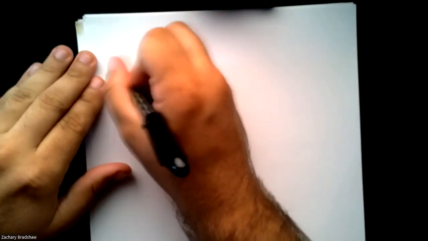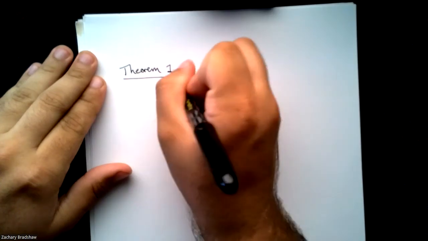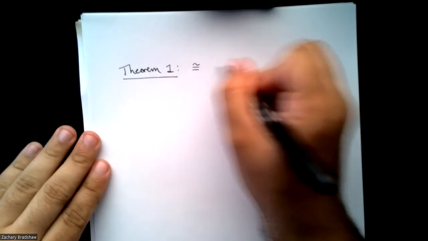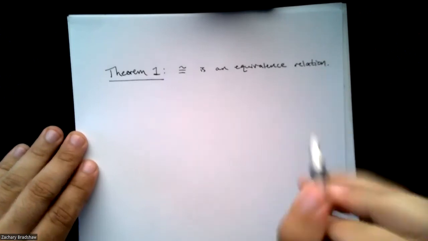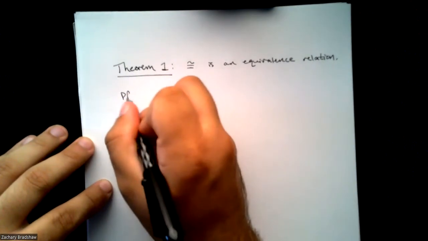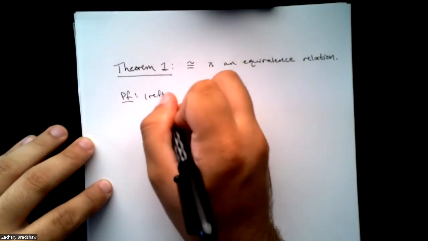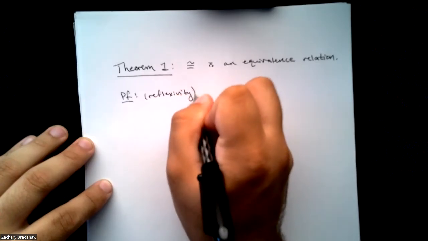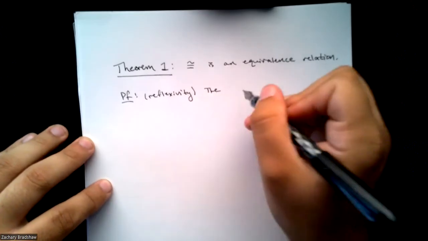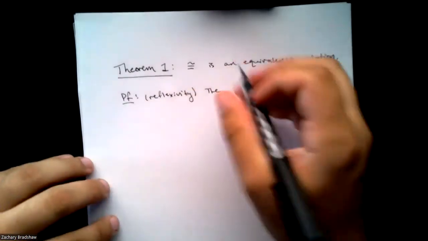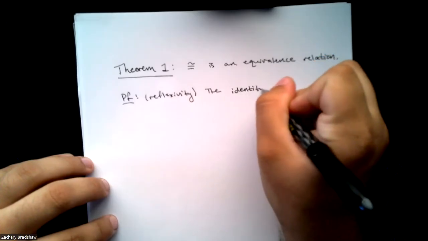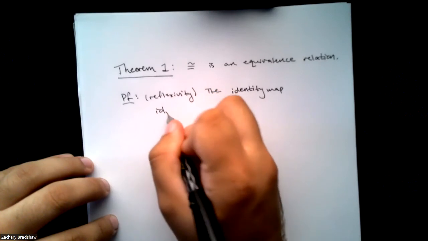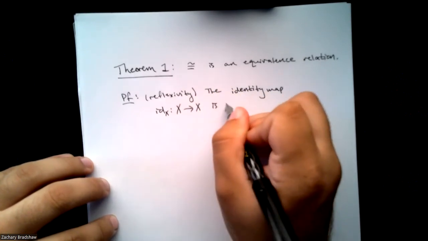Okay, and this is enough to prove the main result, which is that this notion we defined before is an equivalence relation. So here's the proof. Let's do reflexivity first. Well, we want to show that X is equivalent to itself, or X is isomorphic to itself. So the identity map from X to itself is a bijection.